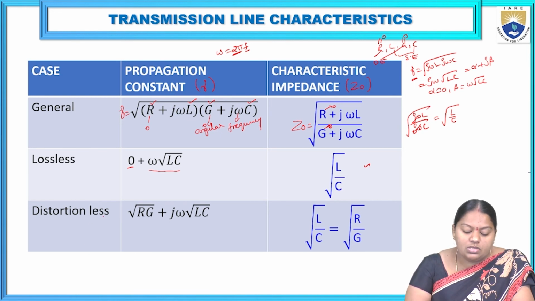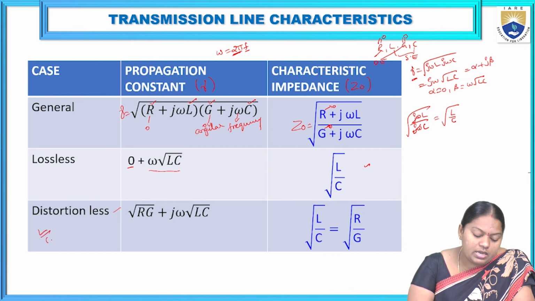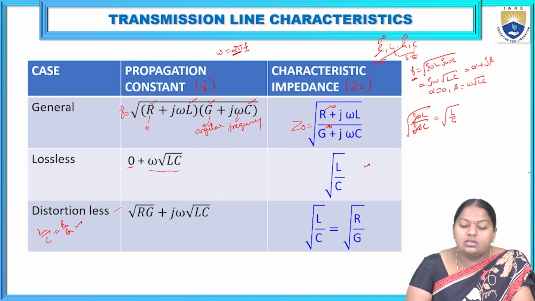Now, the general and lossless conditions we have seen just now. Then after that, the distortionless line. So to find this for the distortionless line, we need to know first the condition for minimum distortion, or a distortionless transmission line, and it is given by L by C equal to R by G. Okay, use this as the condition to simplify the distortionless transmission line propagation constant and characteristic impedance. So that is given by, for the propagation constant, gamma equal to alpha plus j beta.